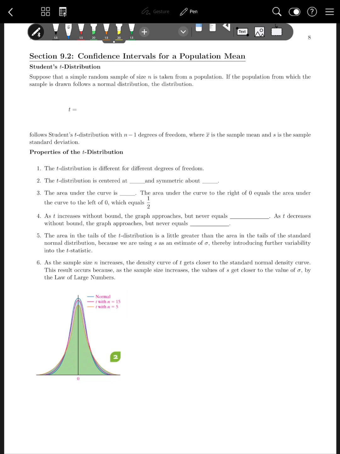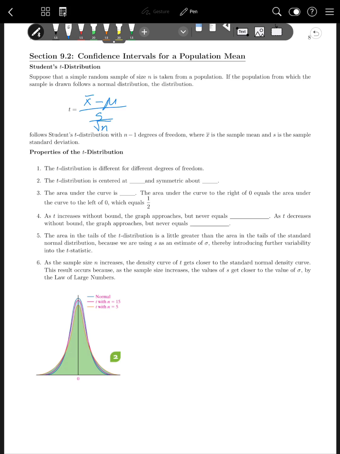The first of these new things is the Student t distribution. So when we were doing this for proportions, we were able to use the normal distribution because we knew what sigma was. We could calculate sigma. But when you're dealing with sample data for means, you're going to be using the mean and the standard deviation from the sample. So we don't know what sigma is. So we have to use a new distribution called the Student t distribution.